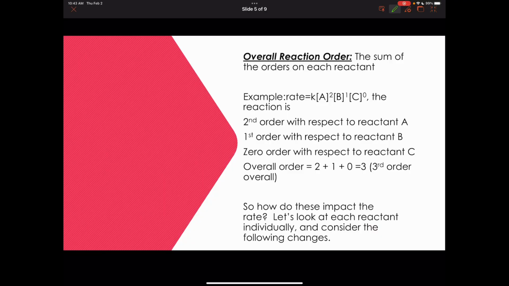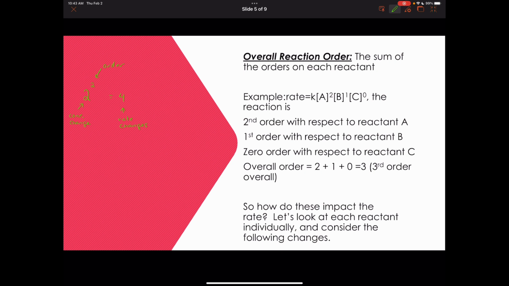If the reaction is second order with respect to reactant A, that means if we double A's concentration, we raise it to the power of 2. So this is my concentration change raised to my order. 2 squared gives us 4. So this is how my rate changes. That's why we say it's proportional to the concentration squared.